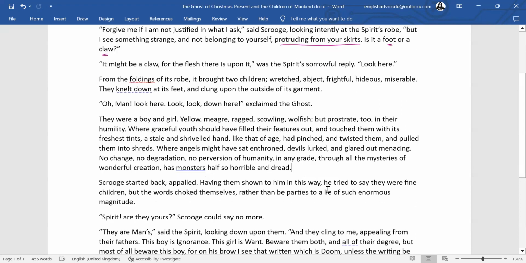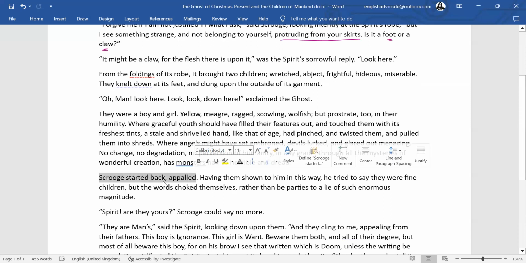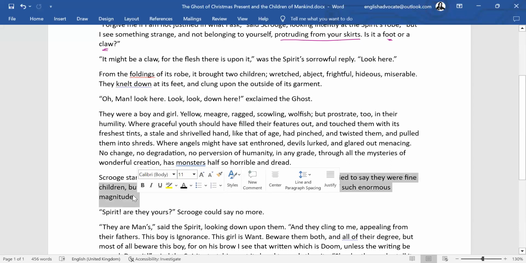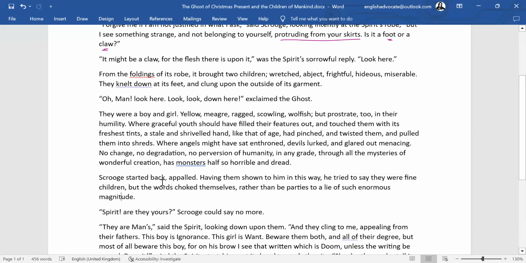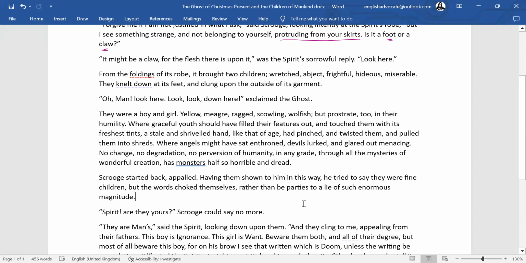So these children, despite the fact that they are children, are really in a bad way. They should be all lovely and innocent and fresh looking, but instead they're kind of suspicious. They're like devils, glaring out. And Scrooge starts back. If you start back, you jump back appalled, so horrified. And he tries to do the polite thing. He tries to say, what beautiful children there are, but the words choke him. He finds that he can't lie.